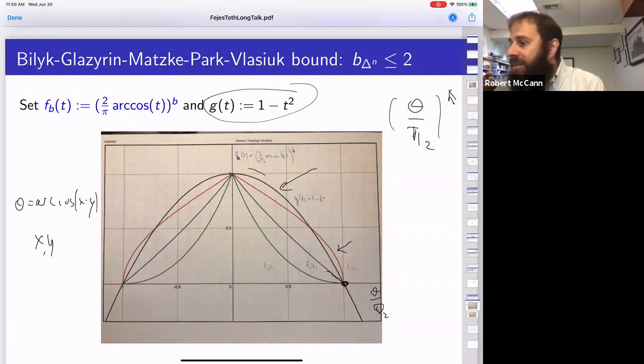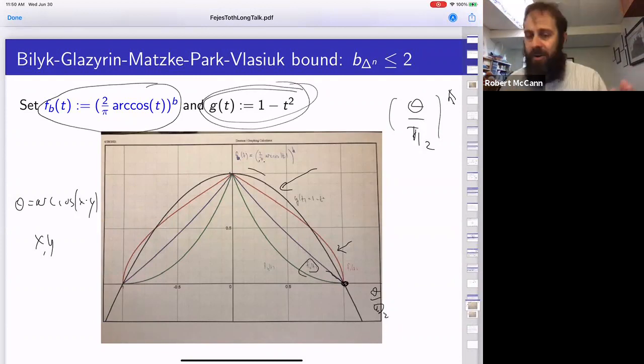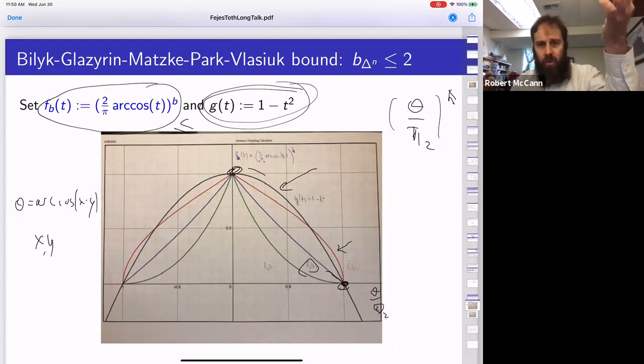This guy has finite slope here, so basically the exponent 2 is the first time that this function has a chance to be underneath this function, and it turns out that it is underneath that function as soon as b is 2, and it gets further underneath it when b is larger than 2. And notice, equality holds only at 0 and 1, so only for points that coincide with each other or are orthogonal to each other.